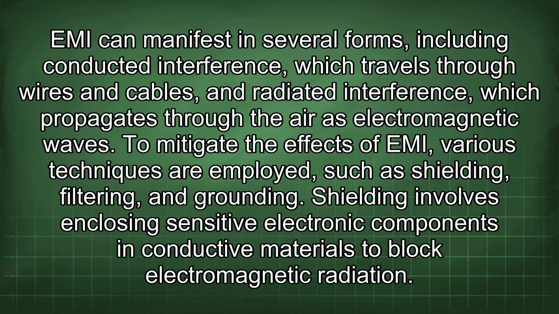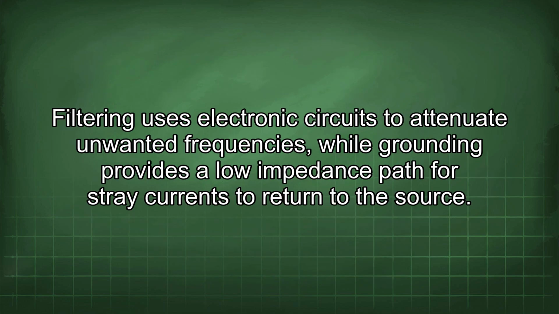To mitigate the effects of EMI, various techniques are employed, such as shielding, filtering, and grounding. Shielding involves enclosing sensitive electronic components and conductive materials to block electromagnetic radiation. Filtering uses electronic circuits to attenuate unwanted frequencies, while grounding provides a low-impedance path for stray currents to return to the source.